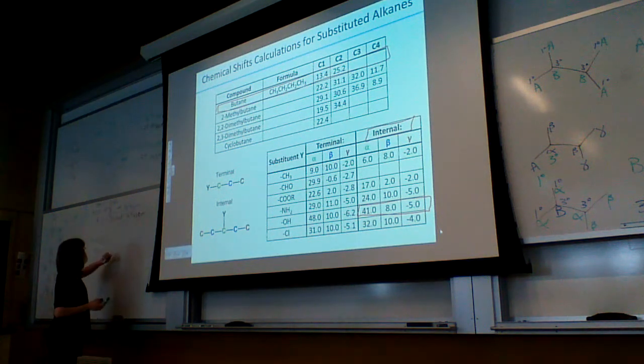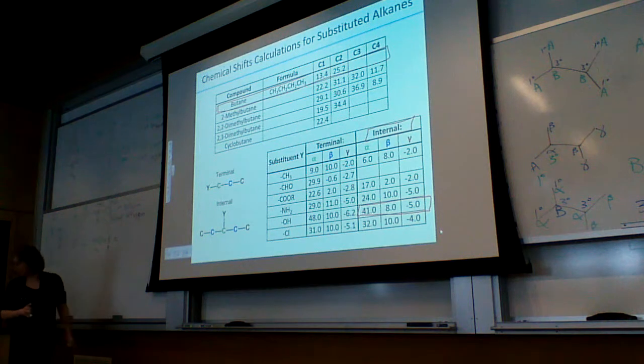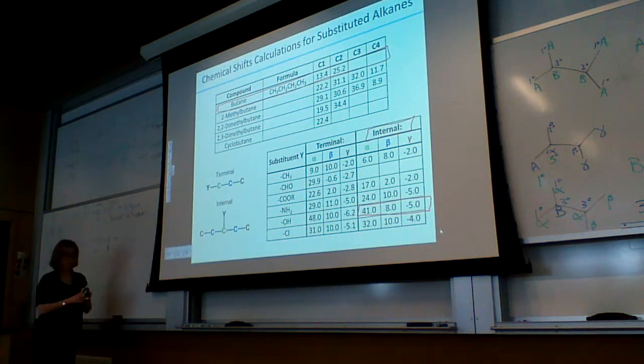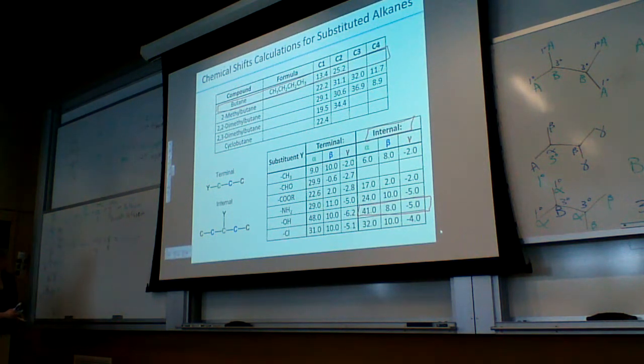For OH2, it's now beta, and we'll add 8 here, and that should add up to 74.2. What about the CH3 that's on gamma? Do you even count it? It's already been accounted for in the base calculations for the 25 that we use for butane.